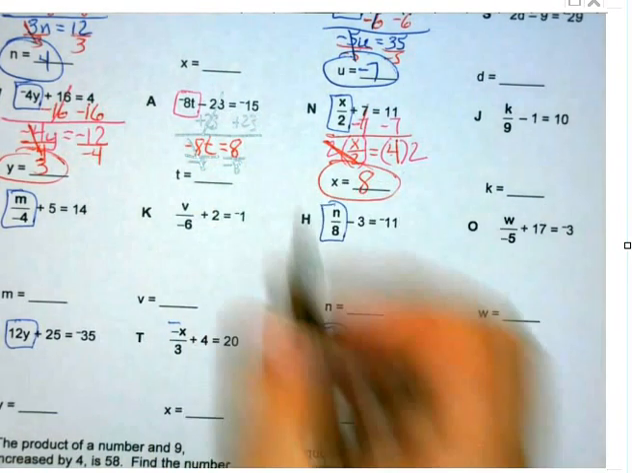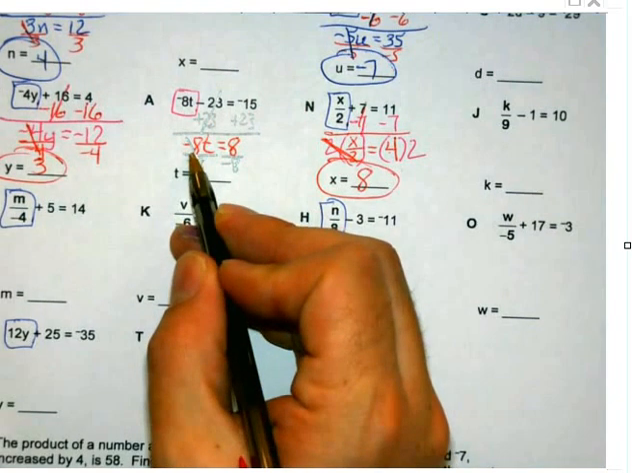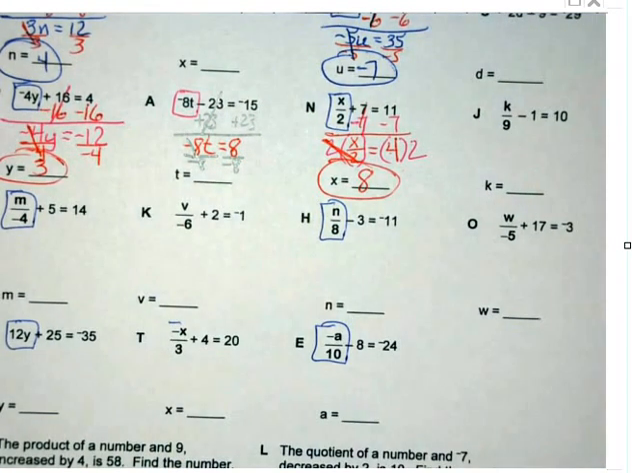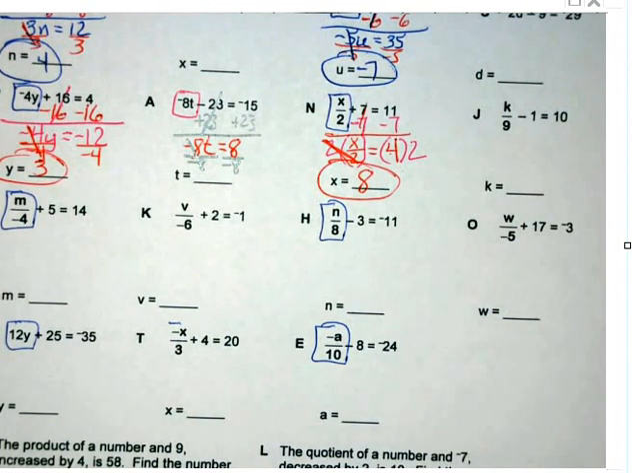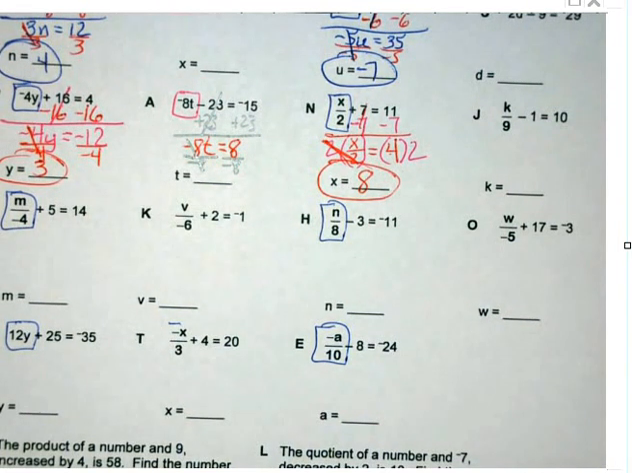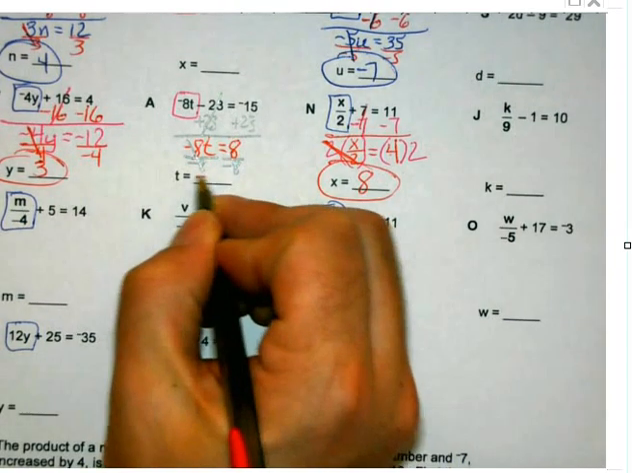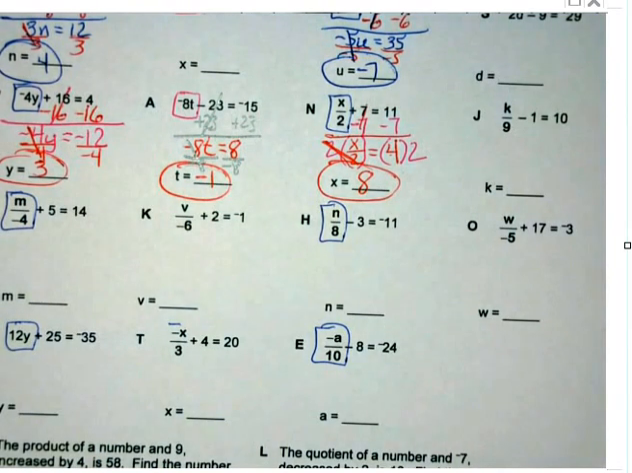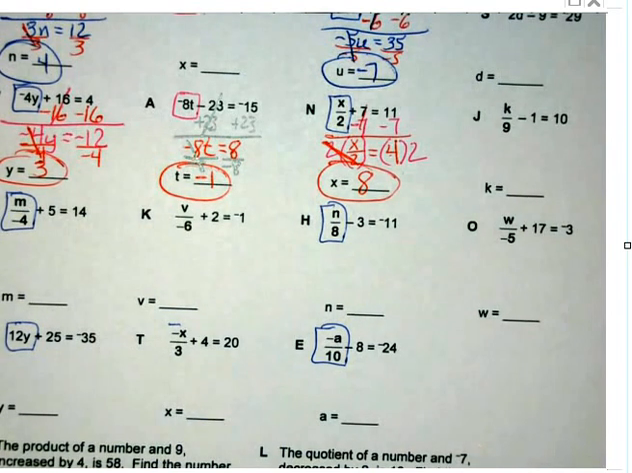But I want to see that step because whatever I do to this side, I have to do to this side. And I have a feeling if some of you don't write this step in here, you'll just think, oh, t is 8 because I canceled that side out. Because I've got to do 8 divided by negative 8, which is negative 1. I've got to get that last step in there to get my answer.